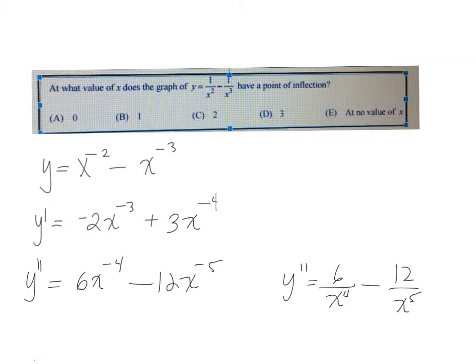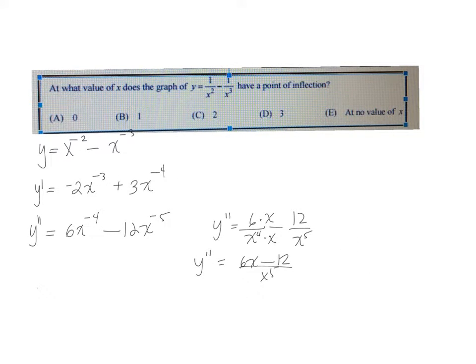If we add that up and set it equal to 0, that is going to be 6x minus 12 over x to the 5th, and that's equal to the second derivative. And I did that by multiplying by x there to make common denominators. Now we're going to want to set that equal to 0, and we're going to want to look where it's undefined.